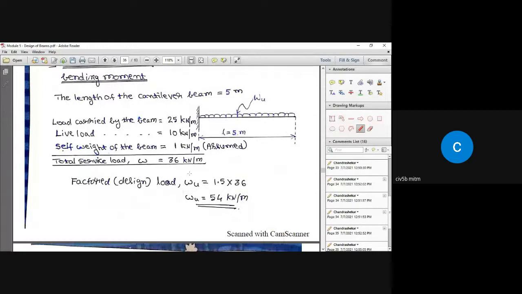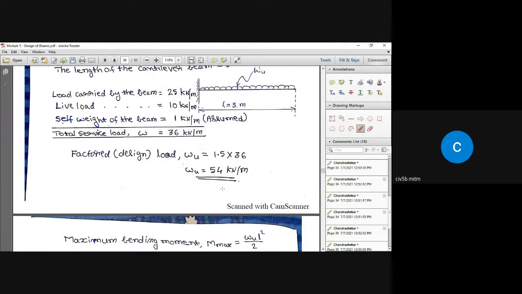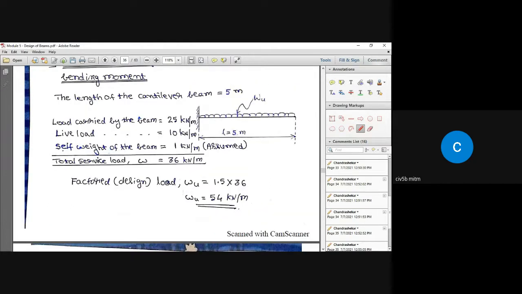Okay. So once the self weight is added, the total service load is 36 kilonewton per meter. This is the service load. So for design, what we need is a design load or a factored load or ultimate load. So what is the factored load? Multiply that service load by 1.5 load factor. Finally, we got W equal to 54 kilonewton per meter. So W 54 kilonewton per meter is the load to which the cantilever beam is distributed uniformly.